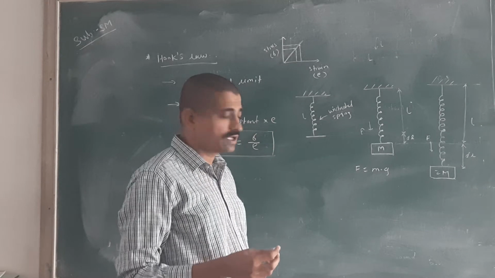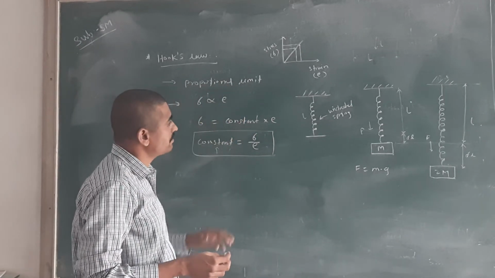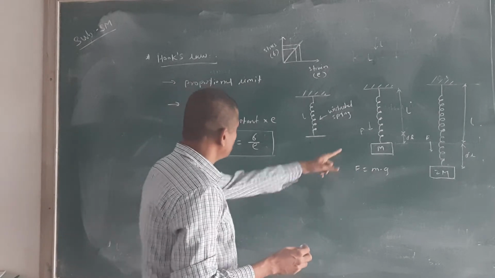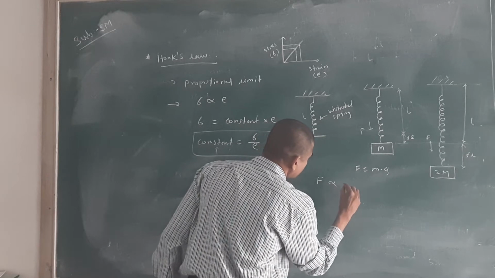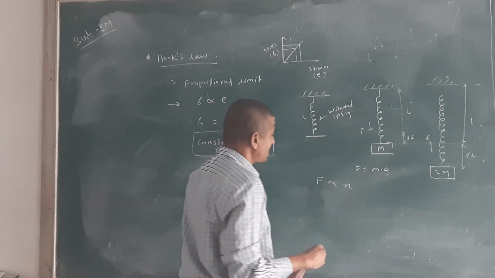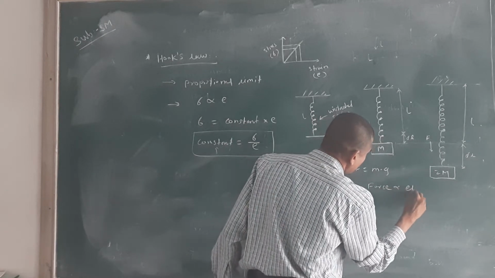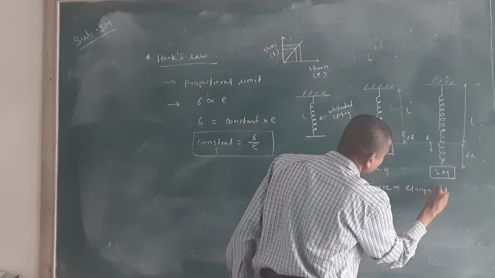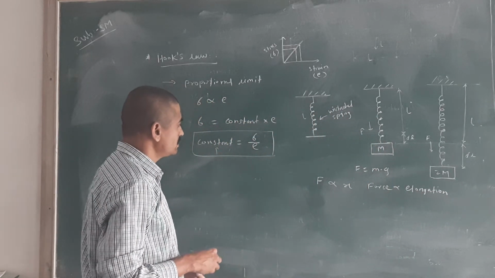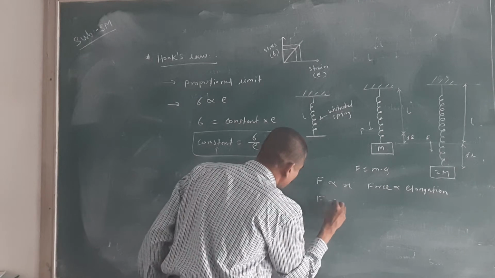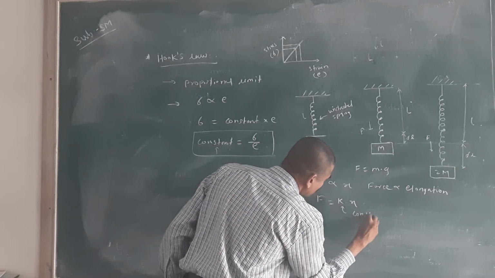Okay, then see again what I said: stress is directly proportional to the strain. Here the force is directly proportional to the elongation. Elongation we can say is x. Force is directly proportional to the elongation of that spring. Here is the deformation force. Again see, I will write here F is equal to K into X. What is this K? K is the constant.